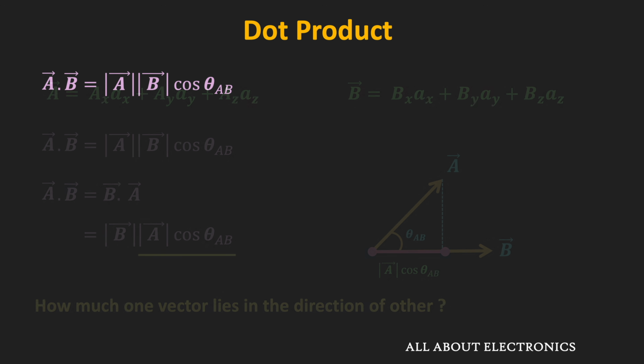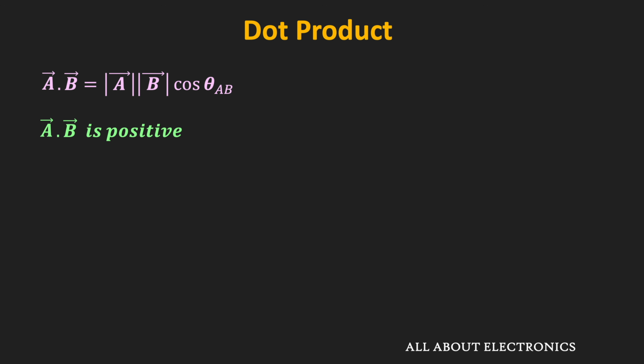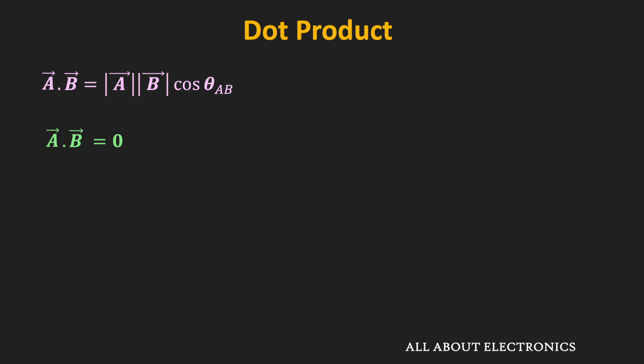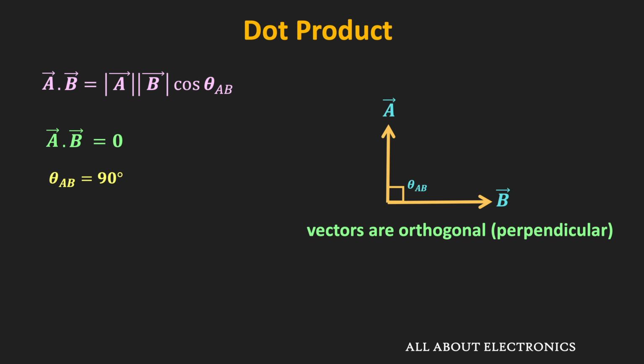If the dot product of the two vectors is positive and the angle between them is also an acute angle, then we can say that the two vectors are on the same side. And as theta increases, the projection of the vector A on the vector B reduces. Whenever theta is equal to 90 degrees, the dot product becomes 0. So whenever the dot product is equal to 0, the two vectors are perpendicular to each other.